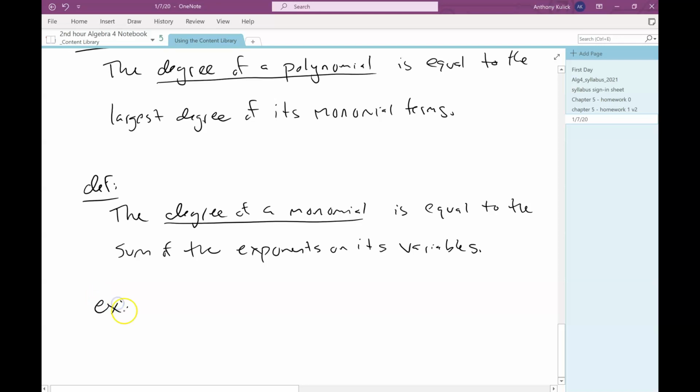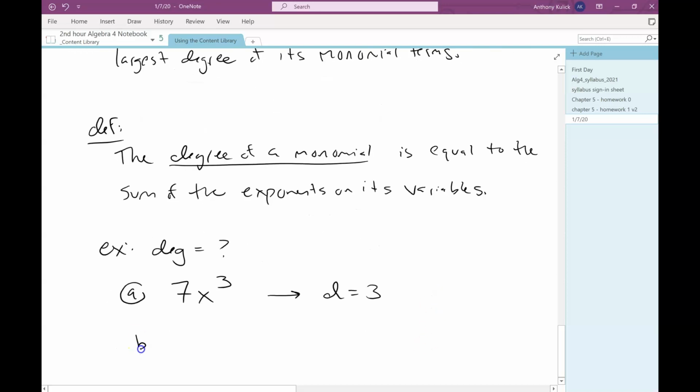So 7x to the third. This is a monomial, right? So its degree is 3. Just the sum of the exponents from the variables, right? Since there's just one exponent, it's just that exponent. 2x squared y to the fourth, also a monomial. What's its degree? 6. 2 plus 4, right? The exponent on the x's plus the exponent on the y's.